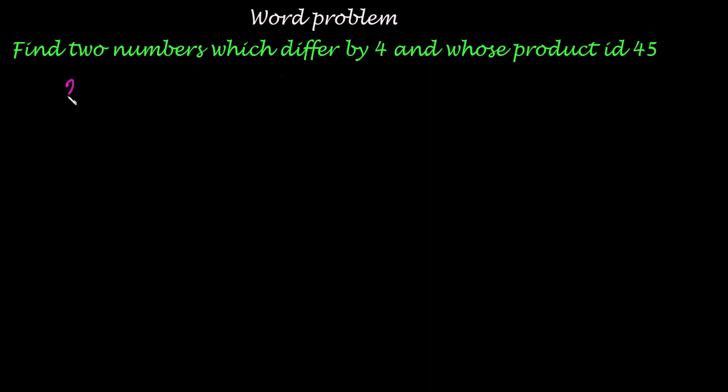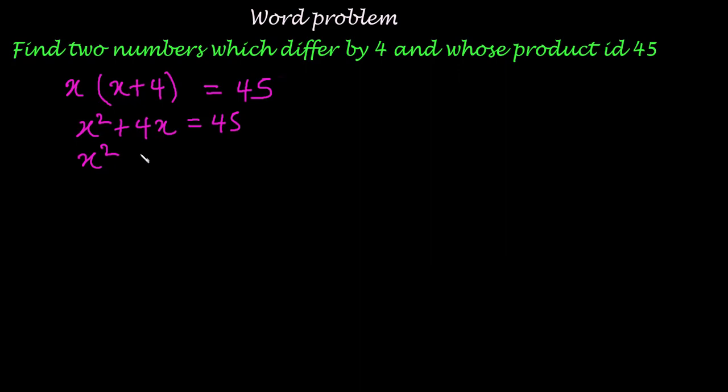So let's take a look at this, x and x plus 4. Now, this question goes further. It says the product of these two numbers is what? 45. So if we multiply the two numbers together, we get 45. Now this will lead to quadratic equation. So let's continue. x times x is x squared. x times 4 is 4x. Everything is equal to 45. So we say x squared plus 4x minus 45 is equal to 0.